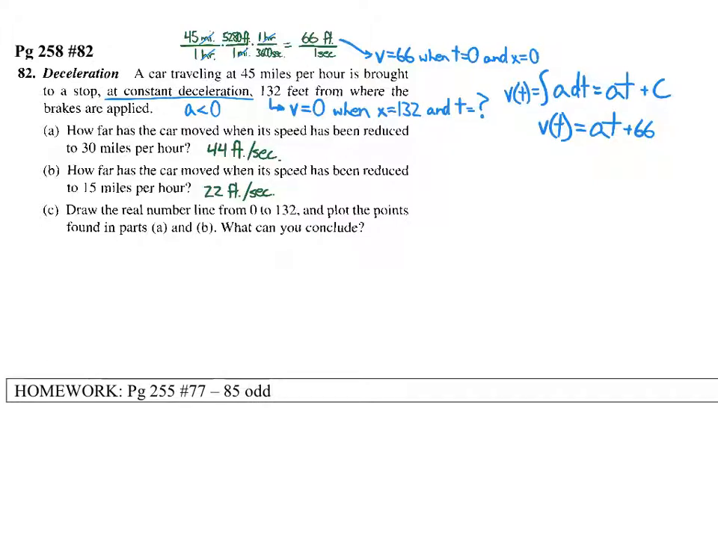Now, at this point, I have no way to actually figure out what A is. So I have to think about what other information I'm given. I'm given that at some point I'm 132 feet from where I started, and at that point my velocity will equal 0. Okay? So think with me here. If our velocity equals 0, I can express what time that is. All right, so if 0 is at plus 66, then the time is going to be negative 66 over A.